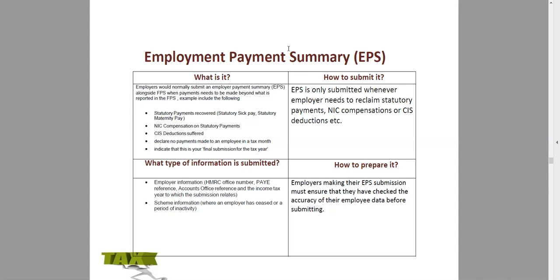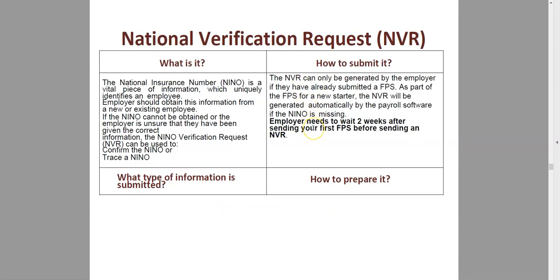The next one we have here is National Insurance Number Verification Request, NVR. With this you can check the NINO, or National Insurance Number, that the employee gave you, to see whether it is correct or not. You can send the verification, but you have to wait 2 weeks after sending the first RTI to HMRC. After making the full submission, you have to wait 2 weeks so that HMRC can update the system and check it, because sometimes the employee can bring the wrong national insurance number, and you can always make the verification if you want to.